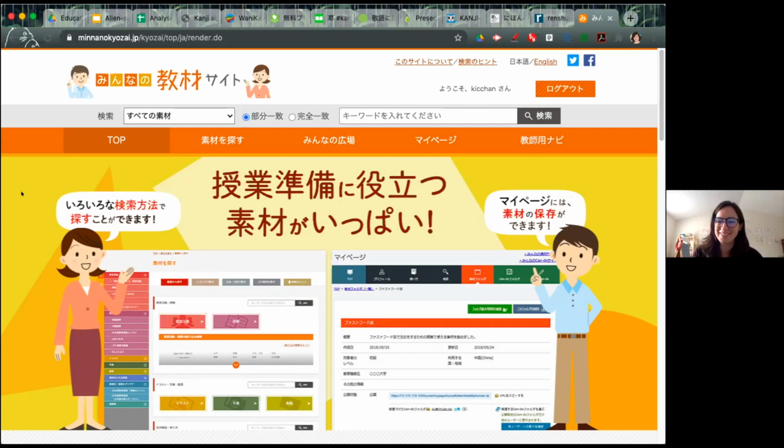Anyway. Okay. I calmed down a little bit. No, I really like Minna no Kyozai. It's a good collaboration thing here too, because Minna no Hiroba and all that. It's good. All right.